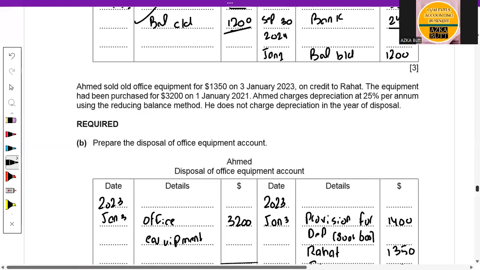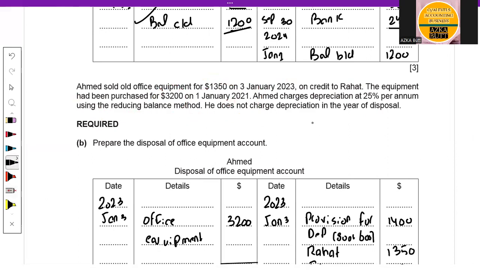Okay, so now let's see the other part. Ahmed sold old coffee equipment for $1,350 on 3rd January 2023 on credit to Rahat. The equipment had been purchased for $3,200 on 1st January 2021. Okay, so this is the cost.